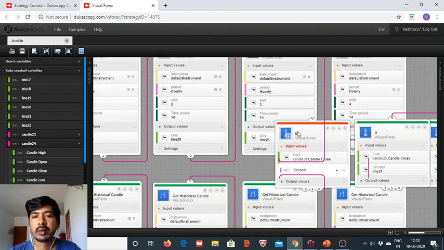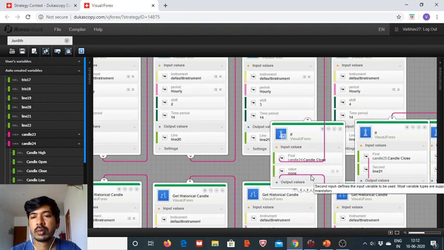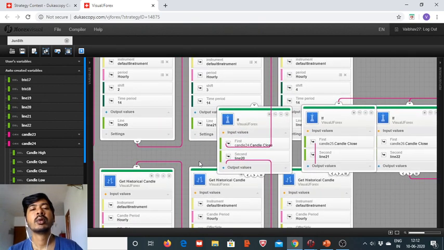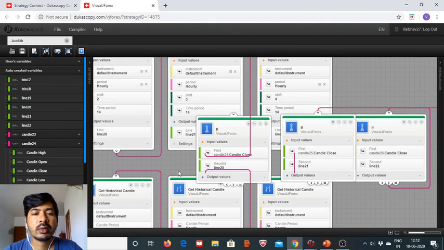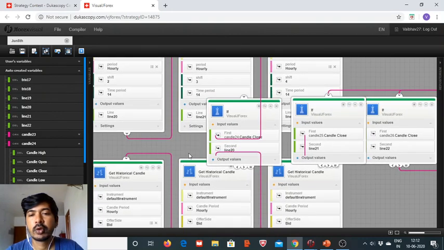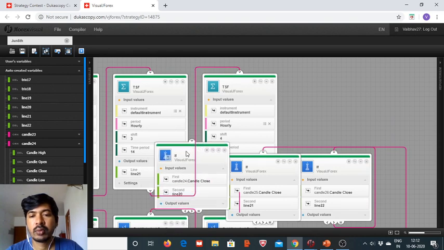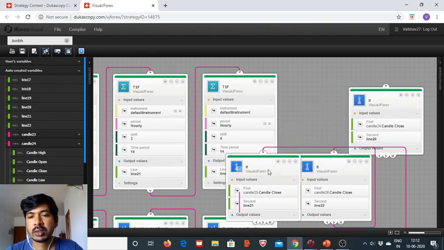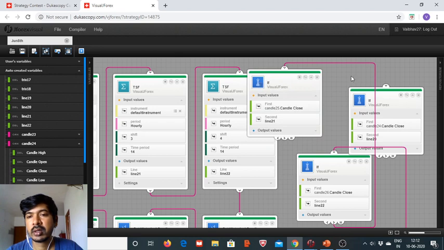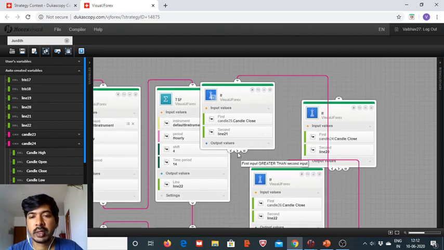So here, now candle 24's close is supposed to be greater than the line 20. Look back period is same. Then we will need to do the change here. This closing level should be greater than, oops.